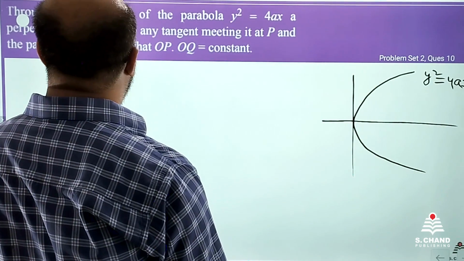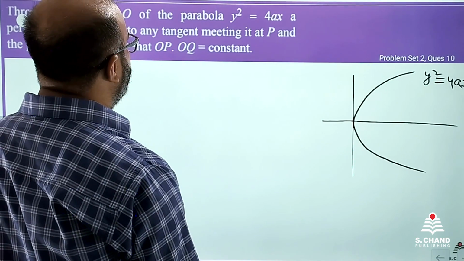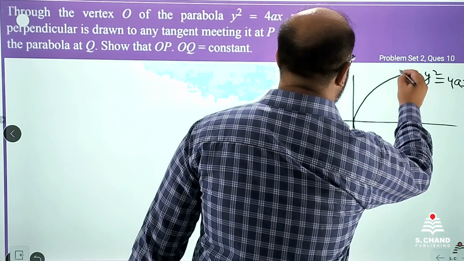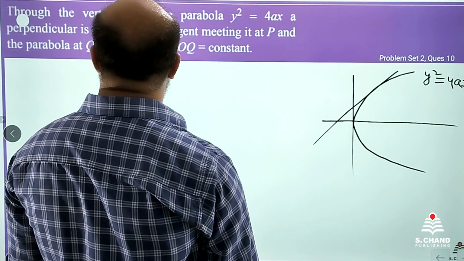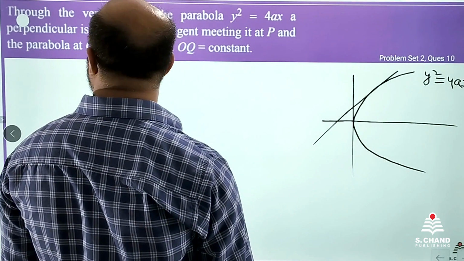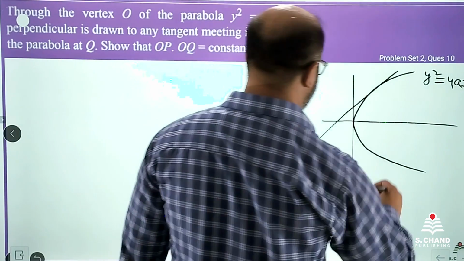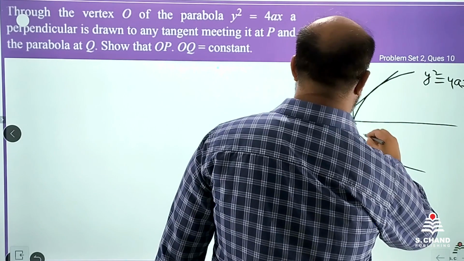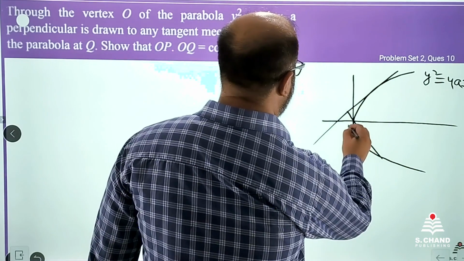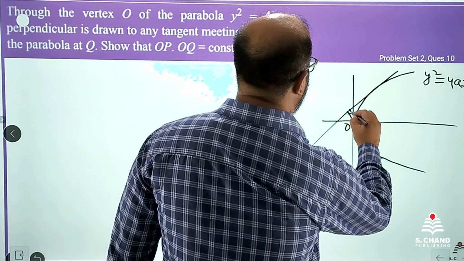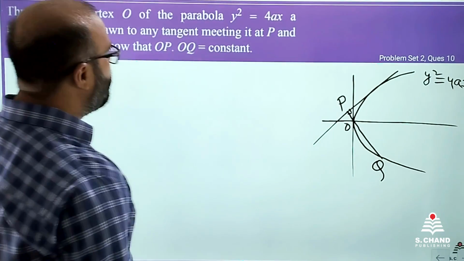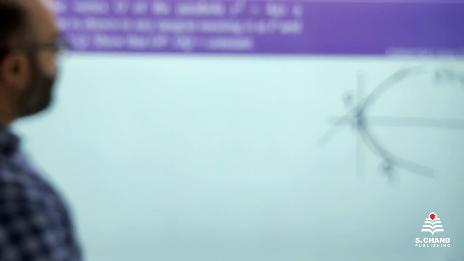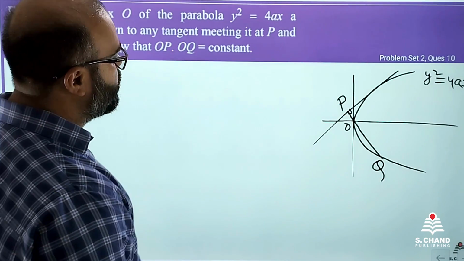A perpendicular is drawn to any tangent meeting it at P. So there is a perpendicular drawn to any tangent meeting it at P and the parabola at Q. So this would be something like this, right? This is the vertex, this is the perpendicular on the tangent, this is the point P, and again it is meeting the parabola at Q, so that OP · OQ is equal to a constant.